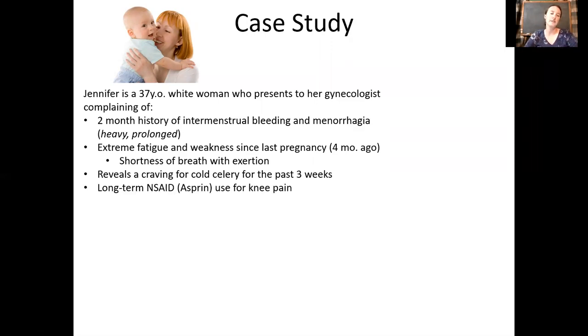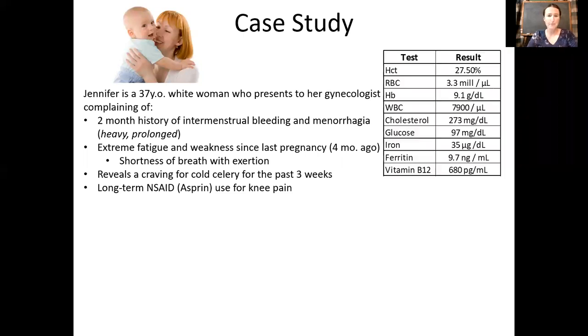Also, some other details here. She has long-term NSAID use. These are non-steroidal anti-inflammatory drugs like aspirin or ibuprofen that she's been using for knee pain. Okay. Of course, her gynecologist sends her to get blood tests, and these are some of the results.